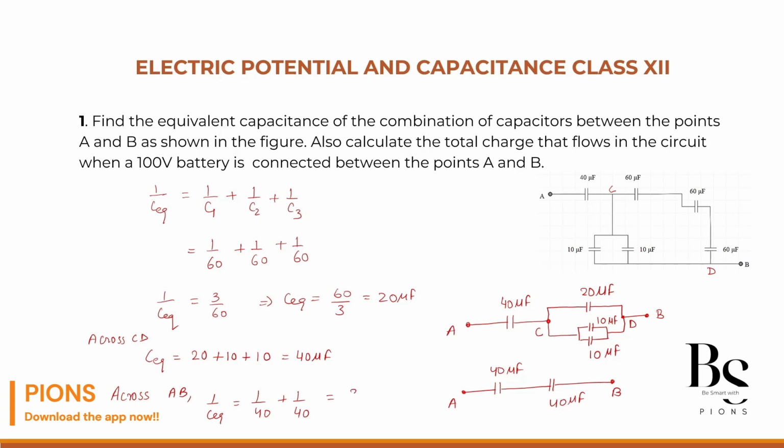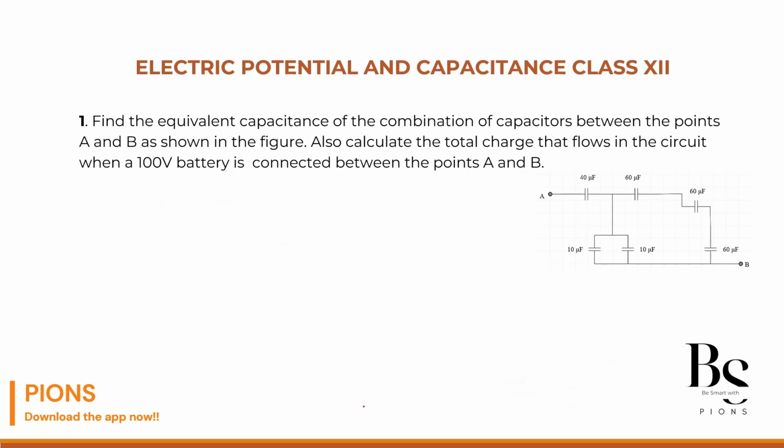1 by 40 plus 1 by 40 is 2 by 40. So C equivalent will be 40 upon 2, which is 20 microfarad. I hope this is clear. So this whole circuit can be written as a single capacitor of 20 microfarad. That is called equivalent. Let me remind you once again, equivalent means all those capacitors which are joined in this particular fashion can be said equivalent to this.